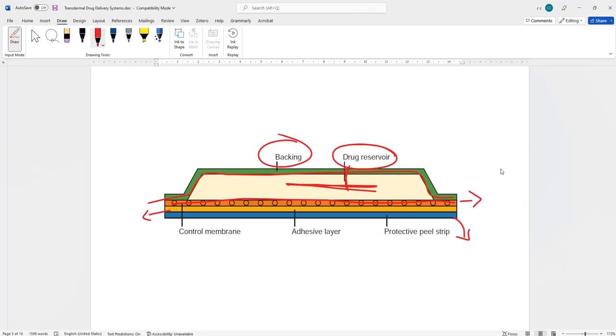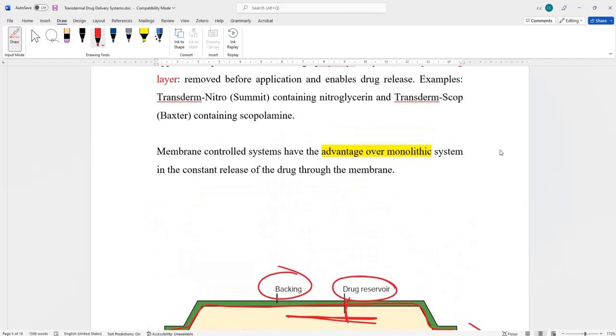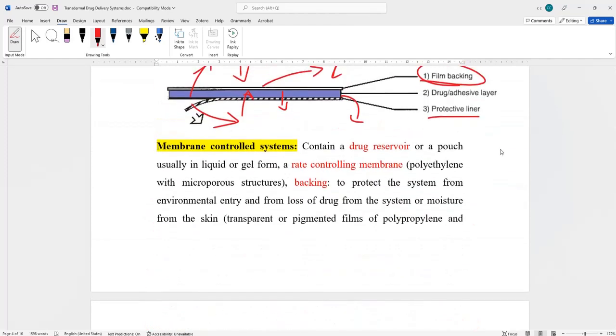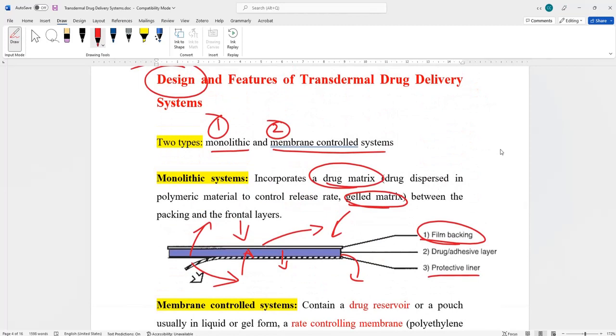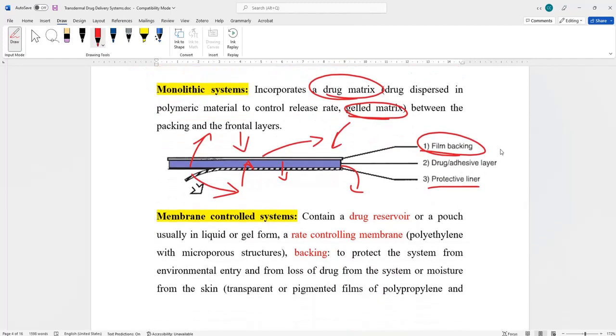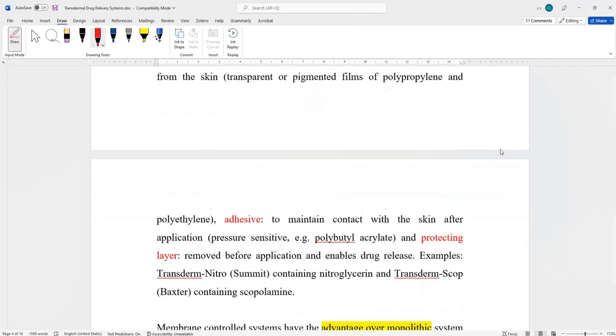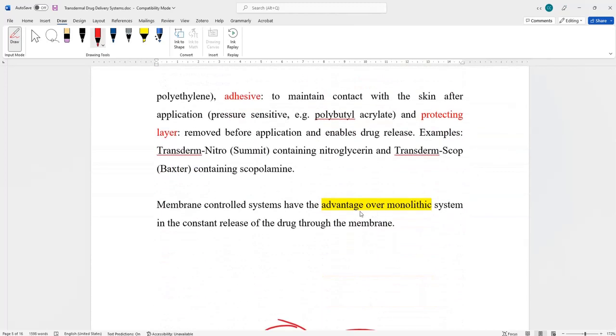Now, the question: which one has better characteristics and can control the release of the drug in a better way? The answer is the membrane controlled systems. They have the advantage of constant release of the drug through the membrane, okay?